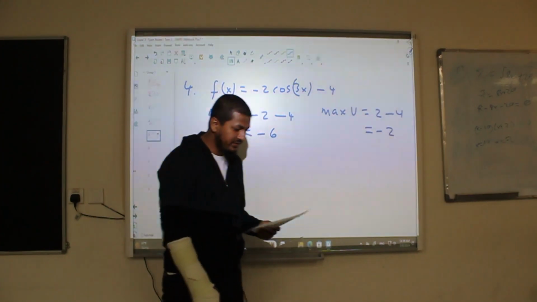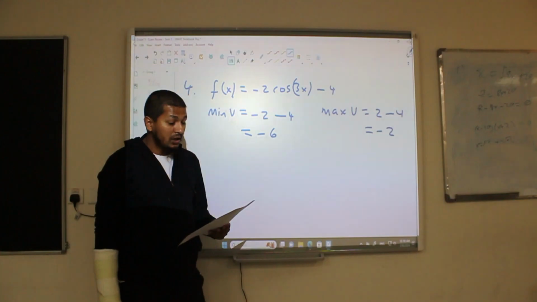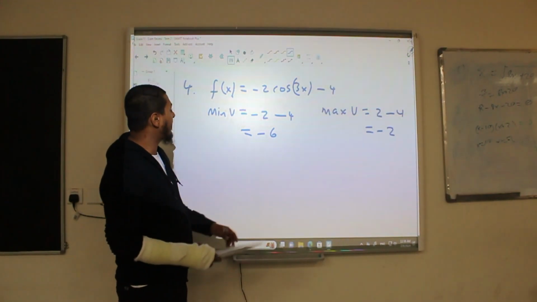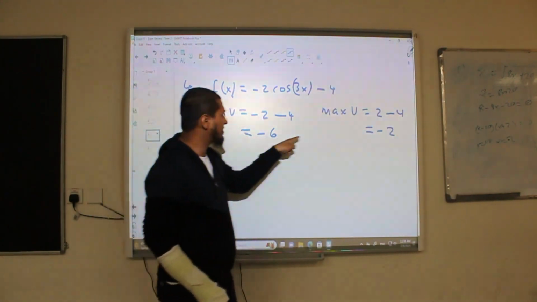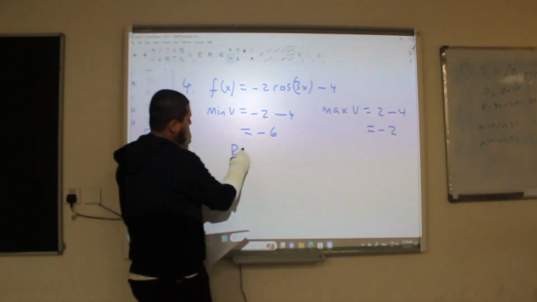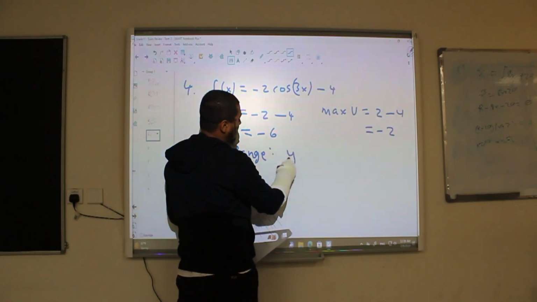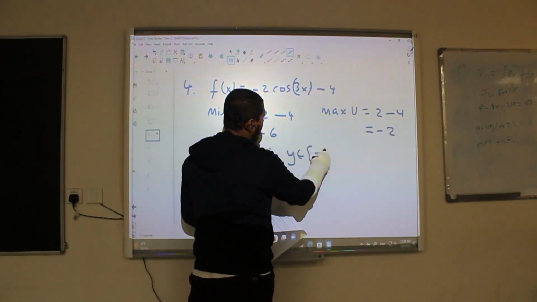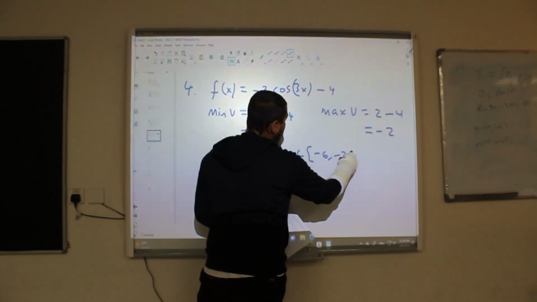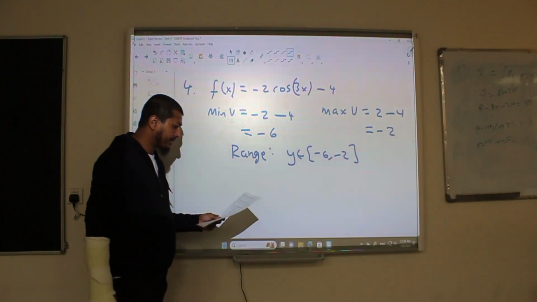I hope you understand, guys. So that's the minimum and maximum value of the function. If we want to know what the range will be, it is from -6 to -2. So just in case we ask you for the range, it will be y is an element from -6 to -2. Remember, minimum value first and then the maximum value.